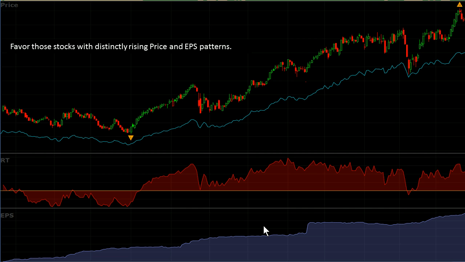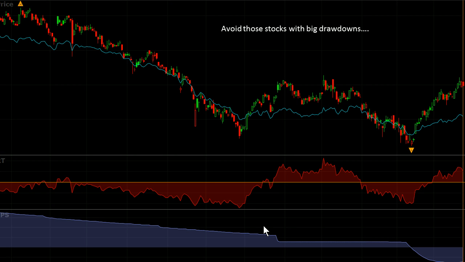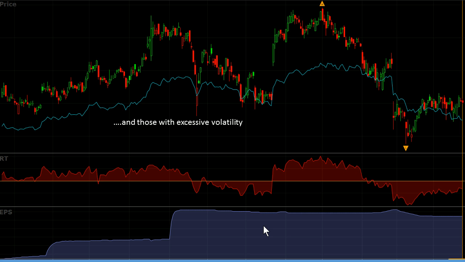So here's a visual of what Dr. D was talking about. This is one of those graph patterns that we would favor with those rising price and EPS patterns. Here's a picture of one we might want to avoid in our portfolio, with the big drawdowns and the steady downtrend in the stock. And finally, those with excessive volatility are also stocks we would want to avoid.